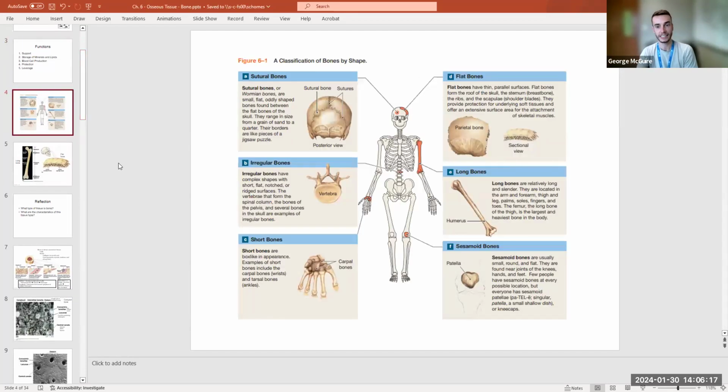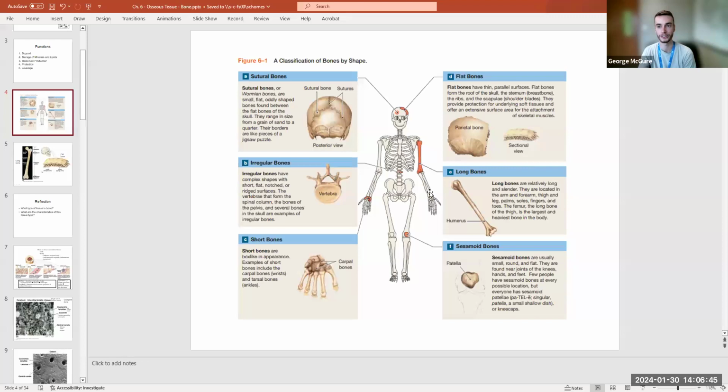So we classify our bones by shape. So if you're asked about what criteria we use to classify bones, it is by shape. And so we can categorize bones into these 6 categories, mainly actually these 4, a majority of the bones that we care about or we'll be talking about, or majority of the bones in the body fit into these 4 categories. That would be irregular bones, short bones, flat bones, and long bones.